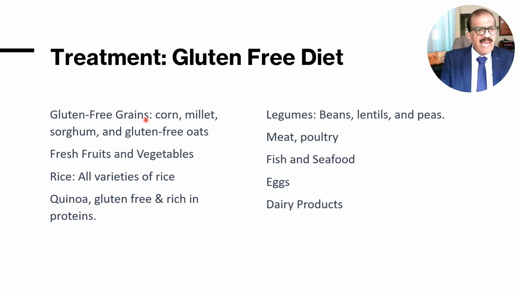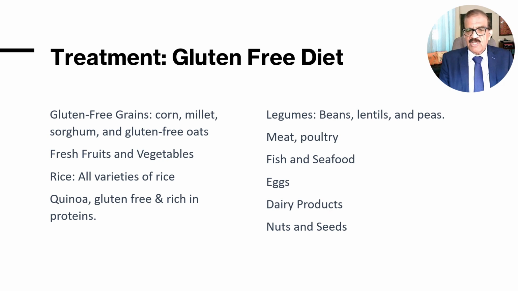The main thing is these grains. One has to be sure that a celiac disease patient consumes these grains: corn, millet, sorghum, and rice. I think this is very important. Other things we know are gluten free. And this has to be done for life.